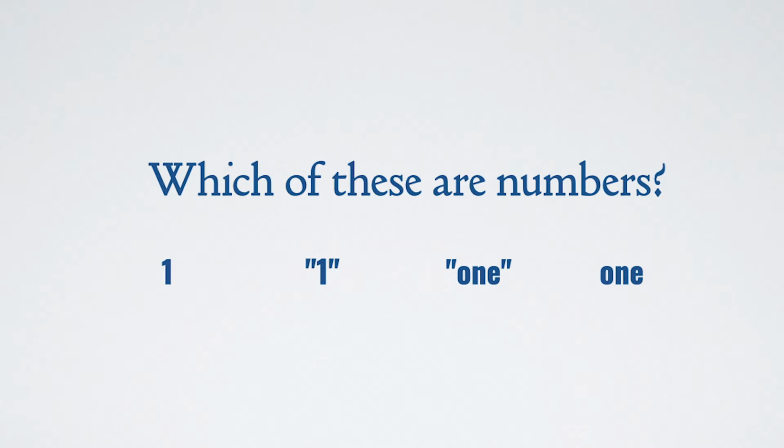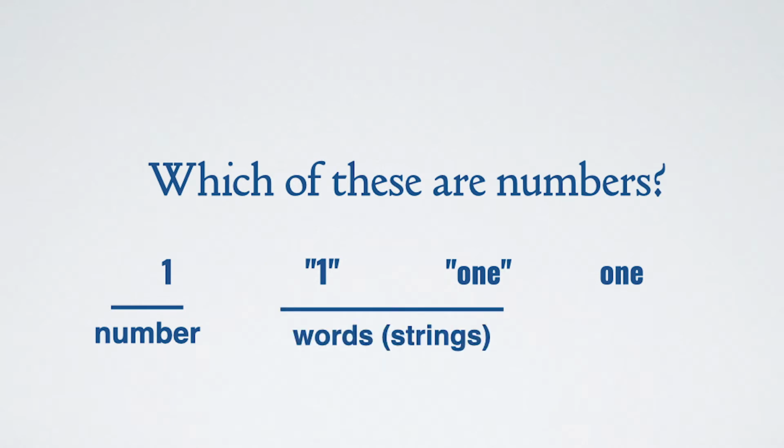Let's take them one by one. 1 is a number. 1 in quotes, or ONE in quotes, these are words. R also calls these strings. And ONE without quotes, this is an object.